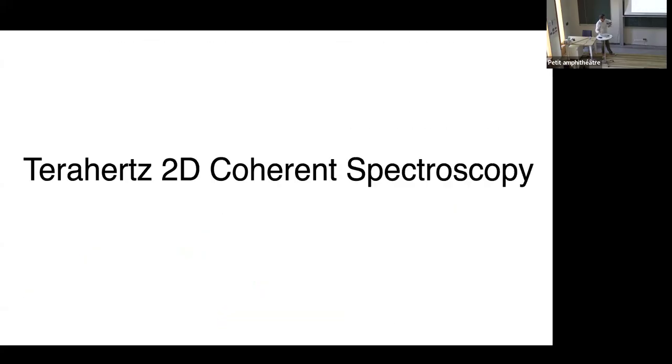Okay, so now let me tell you about what we're working on and what other groups are working on in this relatively new technique of so-called terahertz 2D coherent spectroscopy, so 2D CS. And here the 2D is two frequency directions. So I'll tell you what this means and how it all works.